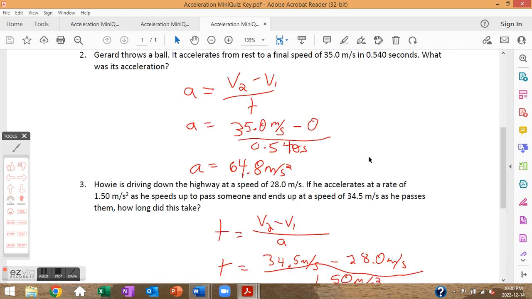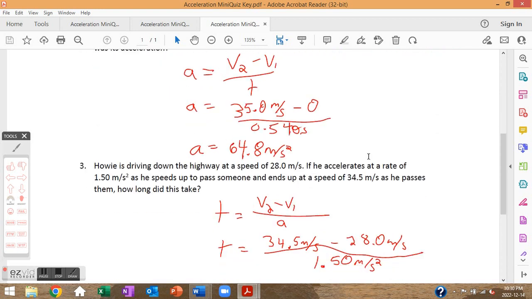Howie is driving down the highway at a speed of 28 meters per second. He accelerates at a rate of 1.50 meters per second squared as he speeds up to pass someone and ends up at a speed of 34.5 meters per second as he passes them. How long did this take?